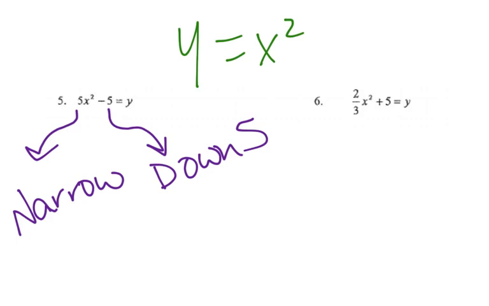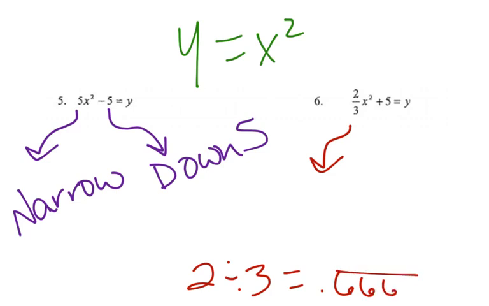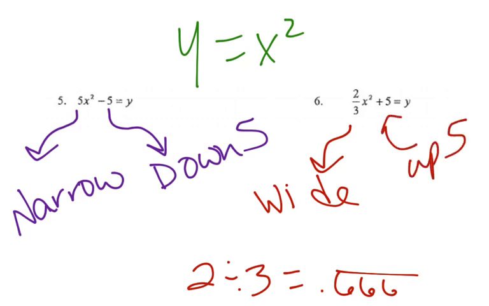So looking at number 6, we have 2/3 for our coefficient. That is 2 divided by 3, which is 0.666, going forever. That's smaller than 1, so that tells me we got wide. And then we have a plus 5 at the end. That's getting bigger, so we went up 5.